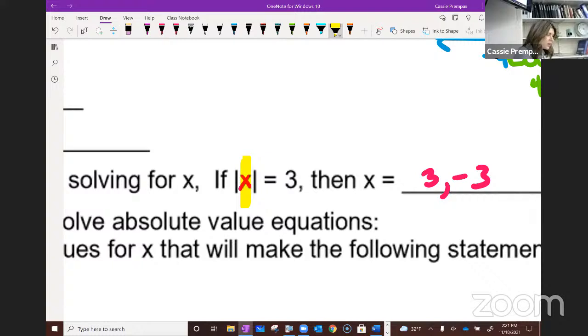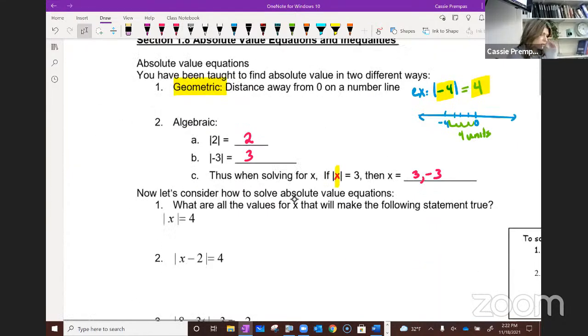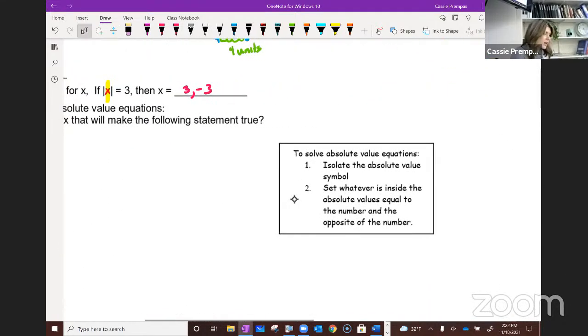And that's the key for solving equations that involve absolute value. Whatever's on the inside, in order to solve, you have to take into account that there's a positive direction from 0 on the number line and a negative direction. And that kind of brings us into solving various types of absolute value equations. The steps are here off to the side. Number 1, make sure that that absolute value is by itself before you set up a plus or minus situation. But once it's by itself, then you're going to set whatever's inside equal to the number and the opposite of the number. Don't change what's inside the absolute value.